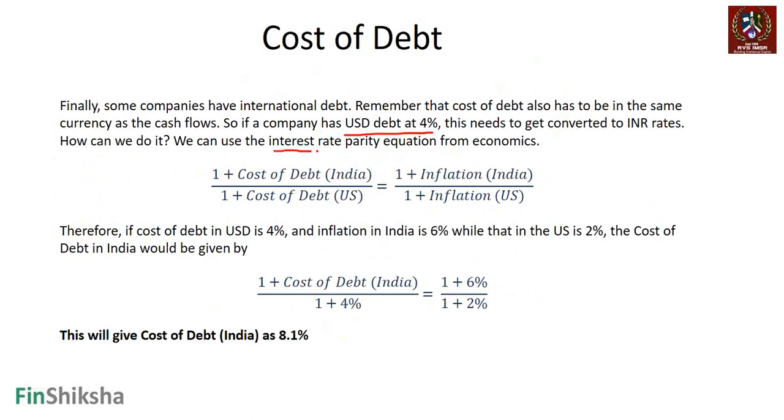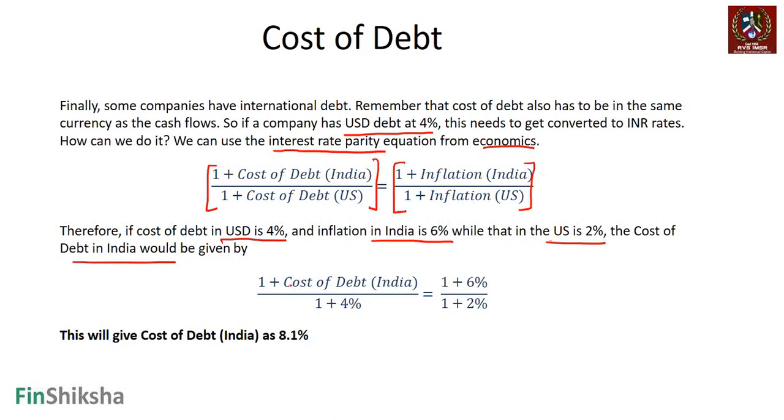So there's this equation called interest rate parity, which we remember, that cost of debt in India is going to be a function of inflation in India. Interest rates in India are 8%, 7%. In the US, they are 2%. Why is the difference? It's because inflation is lower in the US as compared to India. So equation-wise, cost of debt in India would be directly proportional to the inflation in India, correct? So you use this equation. Now if the cost of debt in the US is 4%, inflation in India is 6, and that in the US is 4, can we back-calculate the cost of debt of India?